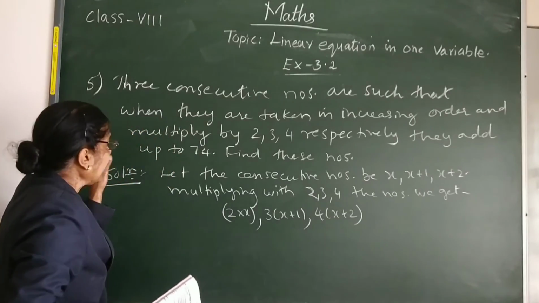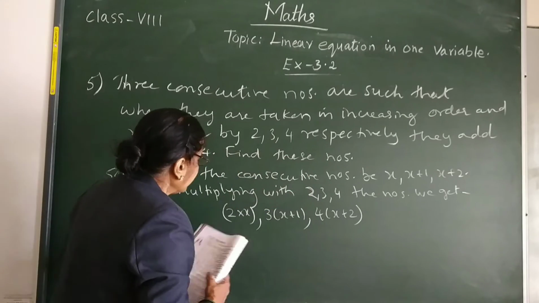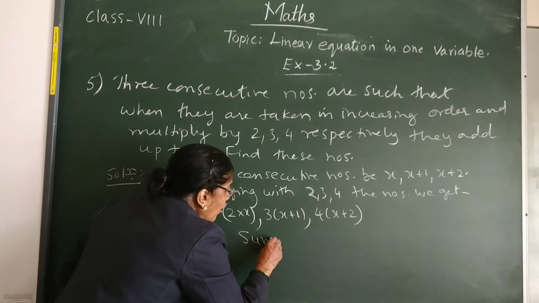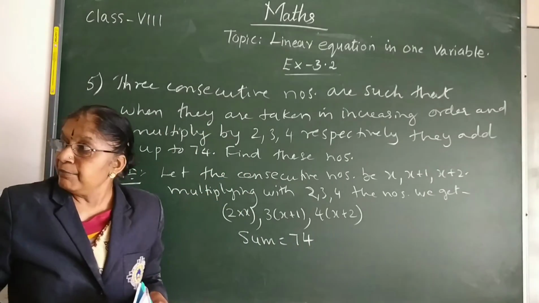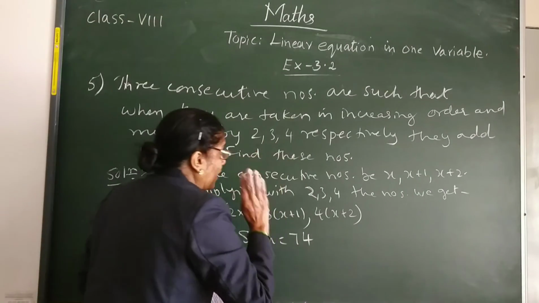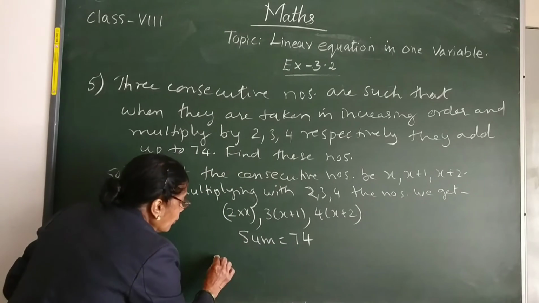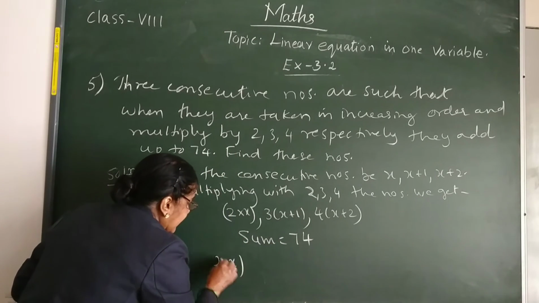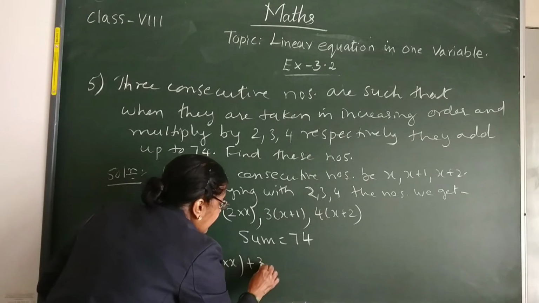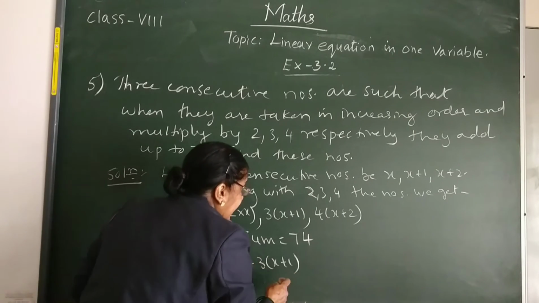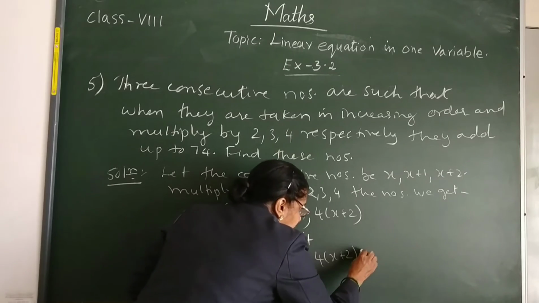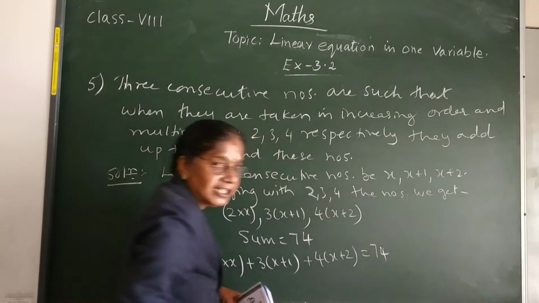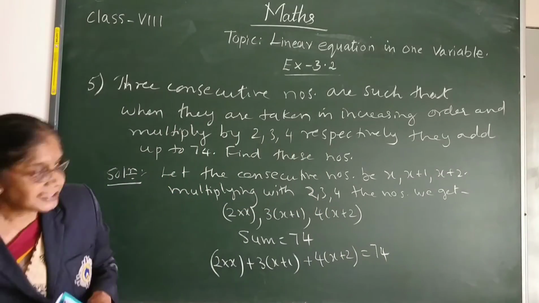And what does this say? The sum of them. The sum of these numbers is how much? 74. So the sum is 74. Let us see what we have to do in the next step. So 2 into x is the first number, plus 3 into x plus 1 is the second number, plus 4 into x plus 2 is the third number, is equal to 74.